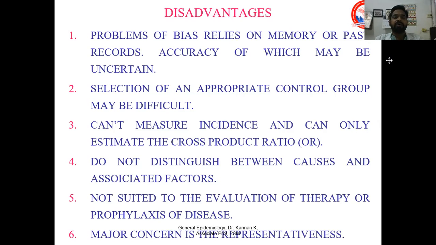Major concern is the representativeness. We have to ensure as much as possible that the cases are representing the whole number of cases, as far as controls are representing the general population, and it is a big task in case control study. If we are able to eliminate all these problems, we can do a case control study in an effective manner.